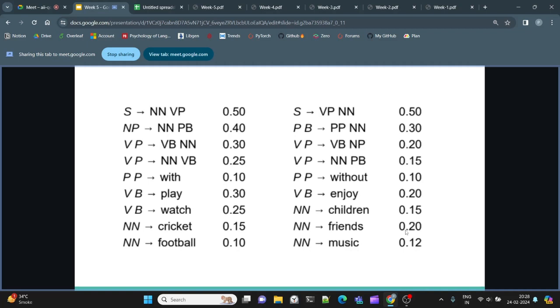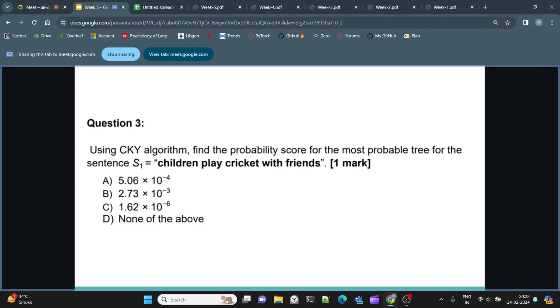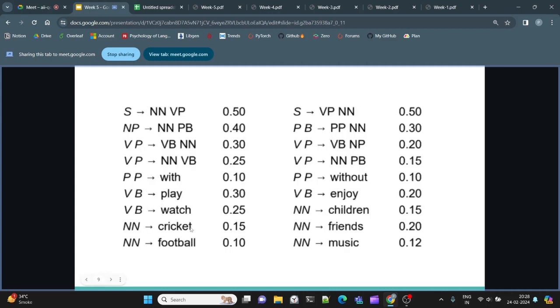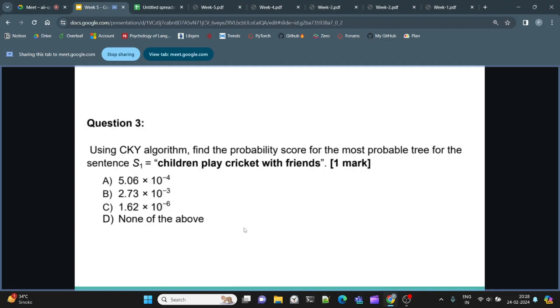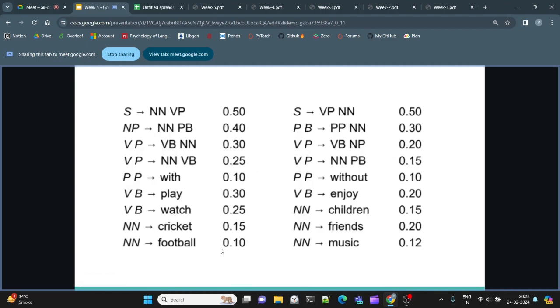Ma'am, in the calculation, it can be problematic now. If you take NN implies cricket in place of football, the value will be 0.15. But if you take the bottom one, then the value will be 0.10. So depending on what sentence is given to you. For example, here the sentence was children play cricket. So here you have to take NN into cricket, which has a probability of 0.15. If the sentence was children play football, you'll have to take this one. So depending on what is the sentence that is given to you.